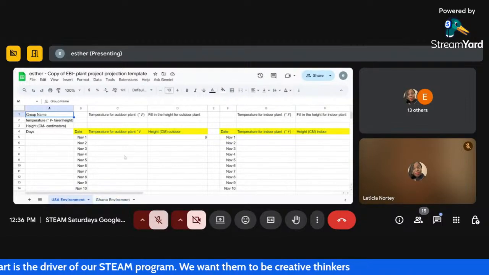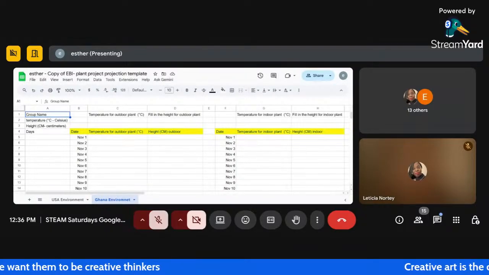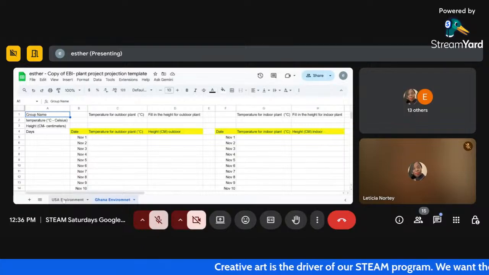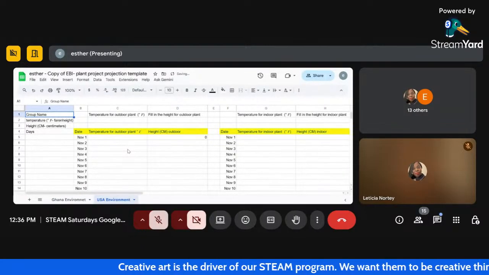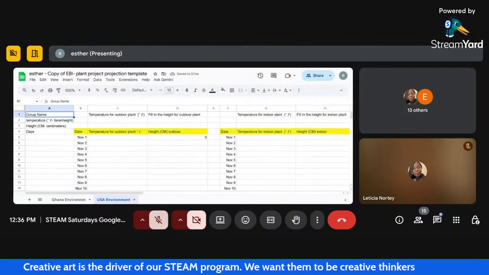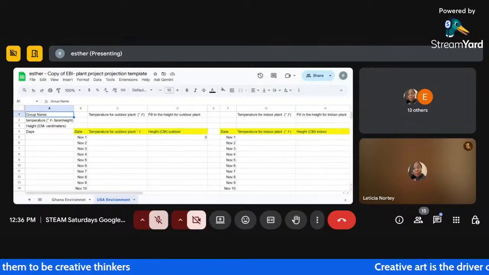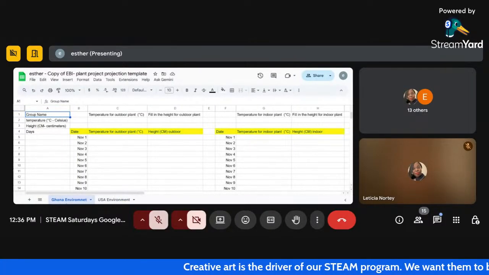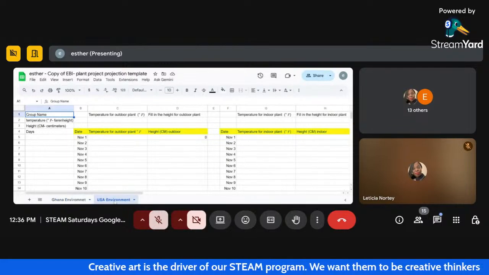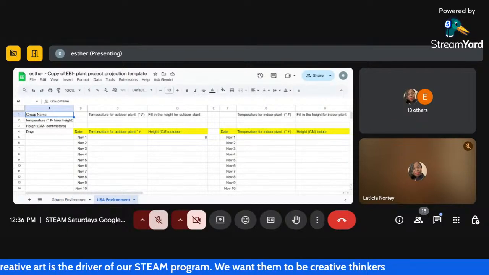You see the difference? It's in Fahrenheit and Celsius. Am I making sense? So Ghana is using Celsius and then the US is using Fahrenheit. So don't complicate your stuff. If your environment is not Celsius, you shouldn't be using Celsius. If your environment is not Fahrenheit, you shouldn't be using Fahrenheit, okay? And that is why it says Ghana environment and US environment. Is that okay? And then you come back to the classwork again.